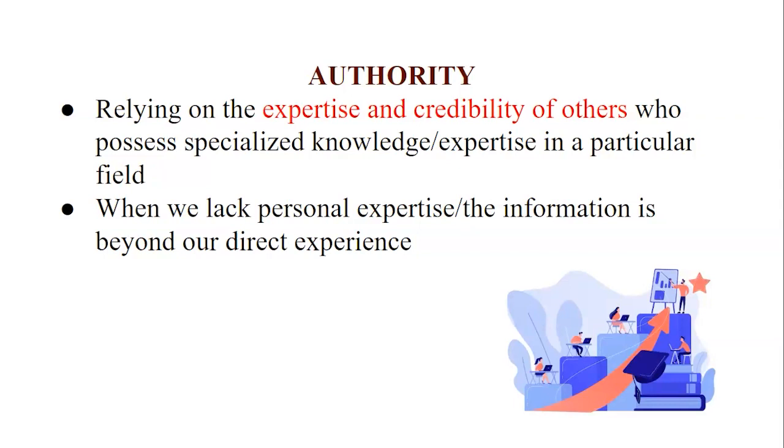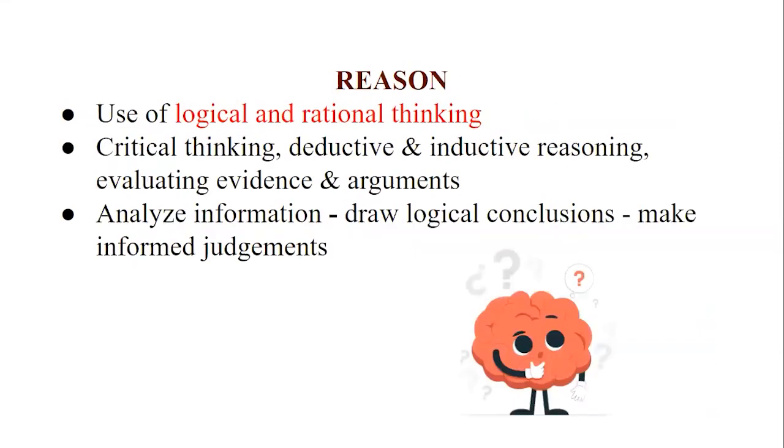So that is basically what is authority. We seek the help of other people who have credible knowledge in that particular field. Authority can provide knowledge by consulting reliable sources such as academic research, expert opinions, or trusted publications. We often turn to authority when we lack personal expertise or the information is beyond our direct experience. Is it clear?